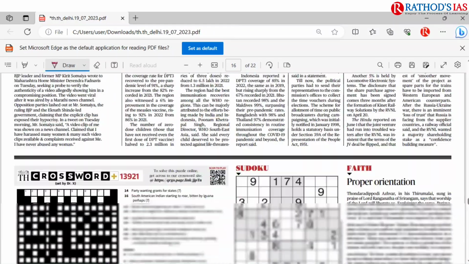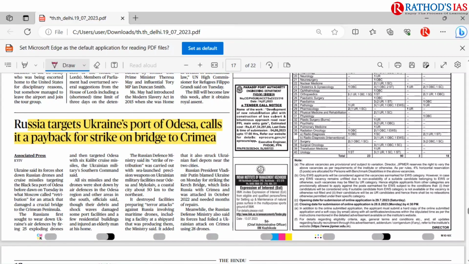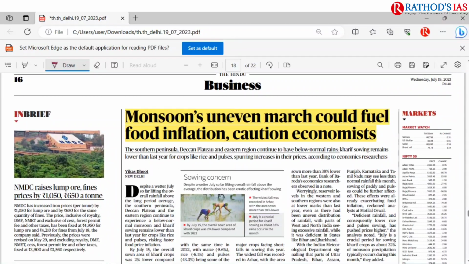I discussed this topic. And in the world page, here you can see Russia targets Ukraine's port of Odessa. Odessa calls it a payback for the strike on the bridge to Crimea. So here you have to see where this port of Odessa is located, and you have to see the location as well.